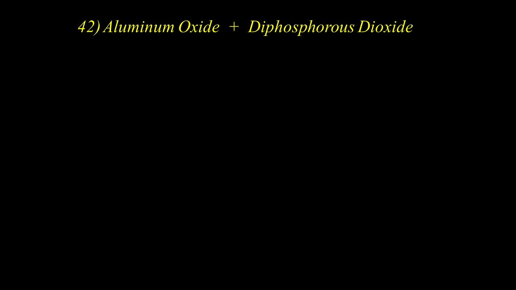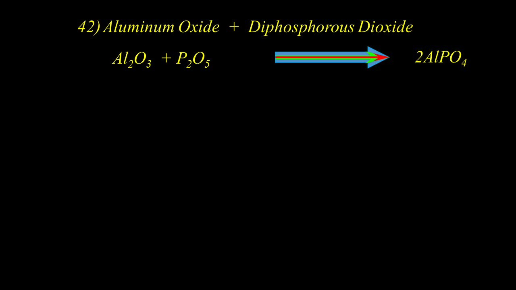If I have aluminum oxide plus diphosphorus trioxide, I'm going to have barium phosphite or aluminum phosphite, whatever it is I said, I don't even remember. So, for instance, in this example, you have aluminum oxide plus diphosphorus pentoxide, and you're going to produce aluminum phosphate. The diphosphorus pentoxide becomes the phosphate. So you're going to need to reference that table again.